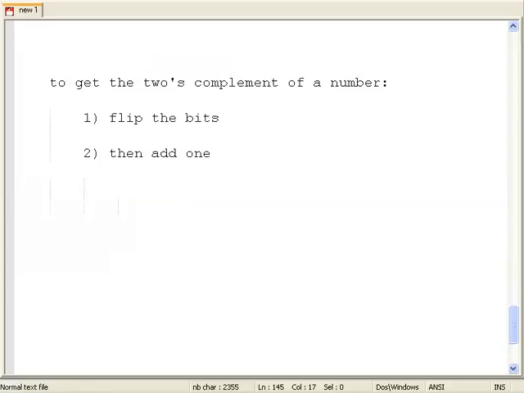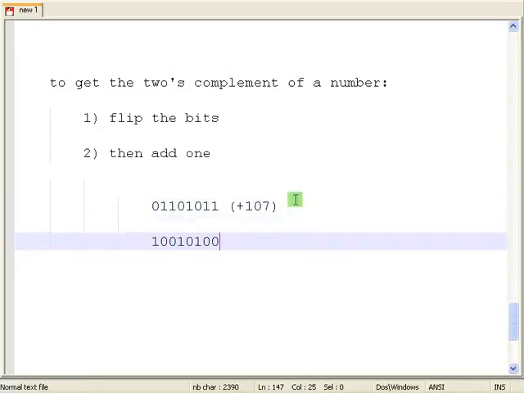In the 2's complement scheme, there's a simple way of converting between negative and positive, and we call this getting the 2's complement of a number. So say you have this bit pattern, which was an 8-bit integer, which in the 2's complement scheme represents plus 107. And what we do is we first flip the bits, and then we add 1. So say 1, 0, 0, 1, 0, 1, 0, 0. There we flipped all the bits, and then we simply add 1. And this will be negative 107.